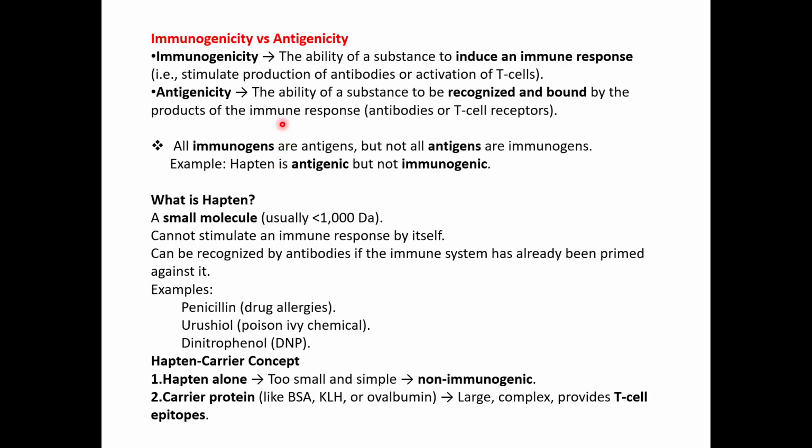So immunogenicity is the ability of a substance to induce an immune response. That is, it will activate your B and T cells, and it will start your immune-mediated responses. Antigenicity is the ability of a substance to be recognized and bound by the products of the immune system, like antibodies or T cell receptors. Then all immunogens are antigens, but not all antigens are immunogens. This is a very common statement.